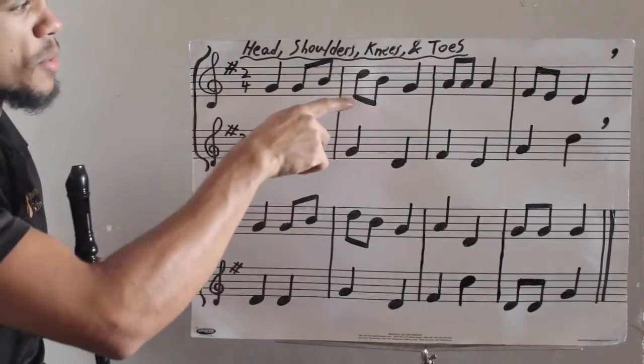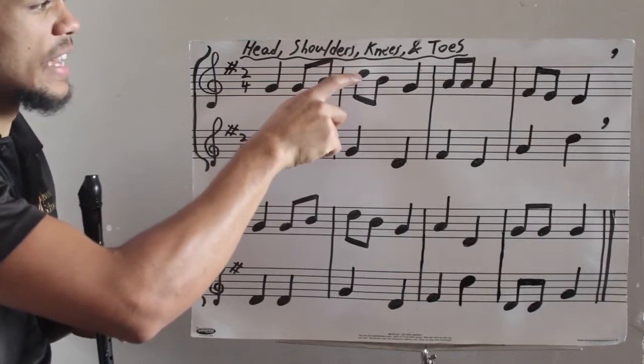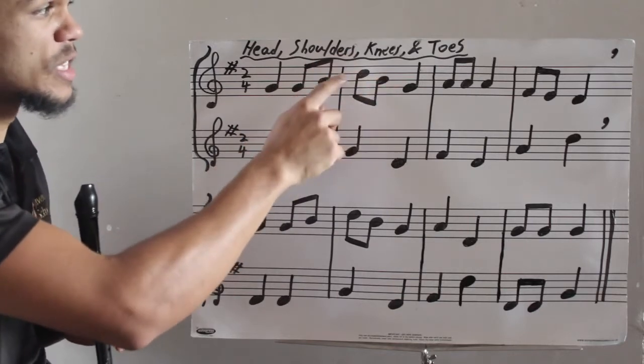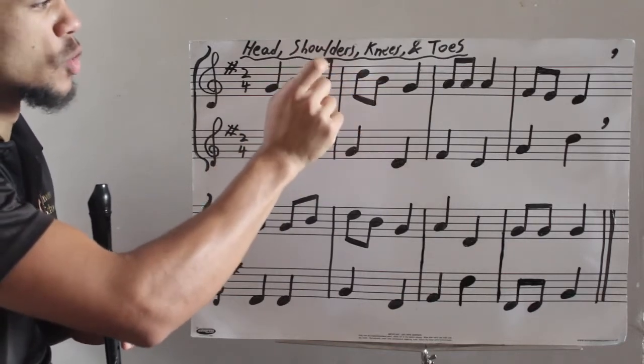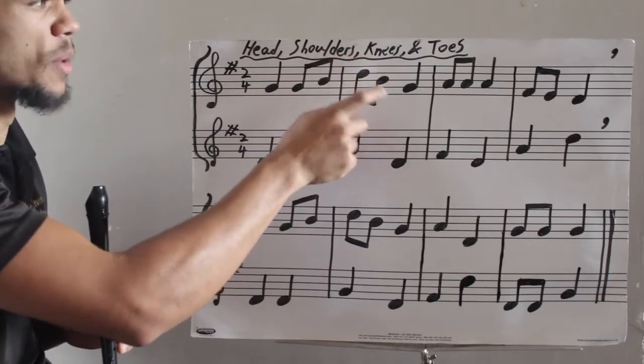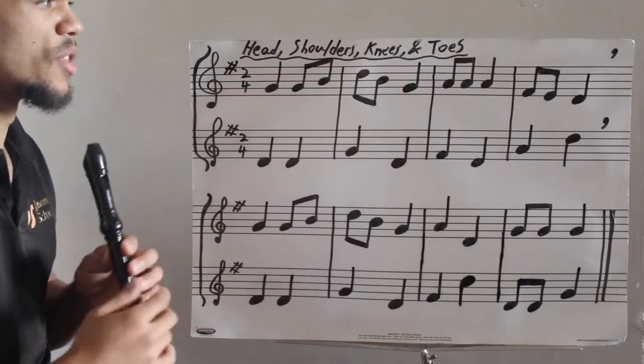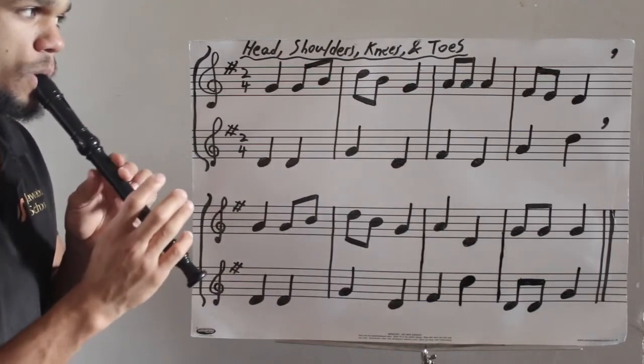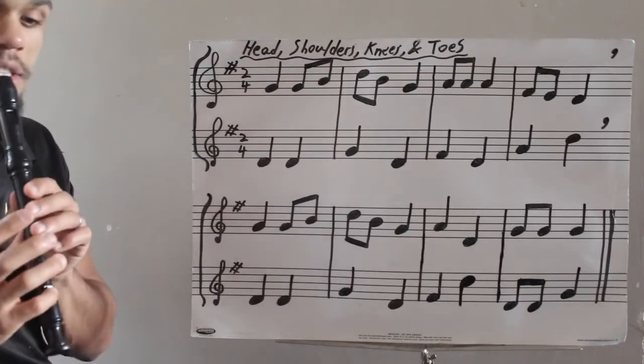Now let's take it to bar number two. We have high D, B, G. So we're skipping over all the space notes. So high D, B, G. High D, B, G. That's the rhythm. High D, B, G. Three, go. Let's go.